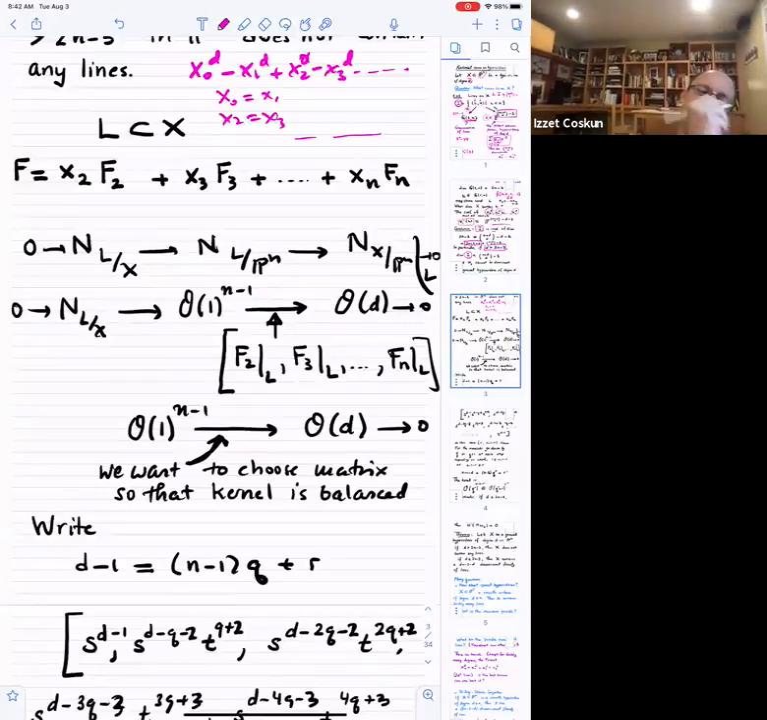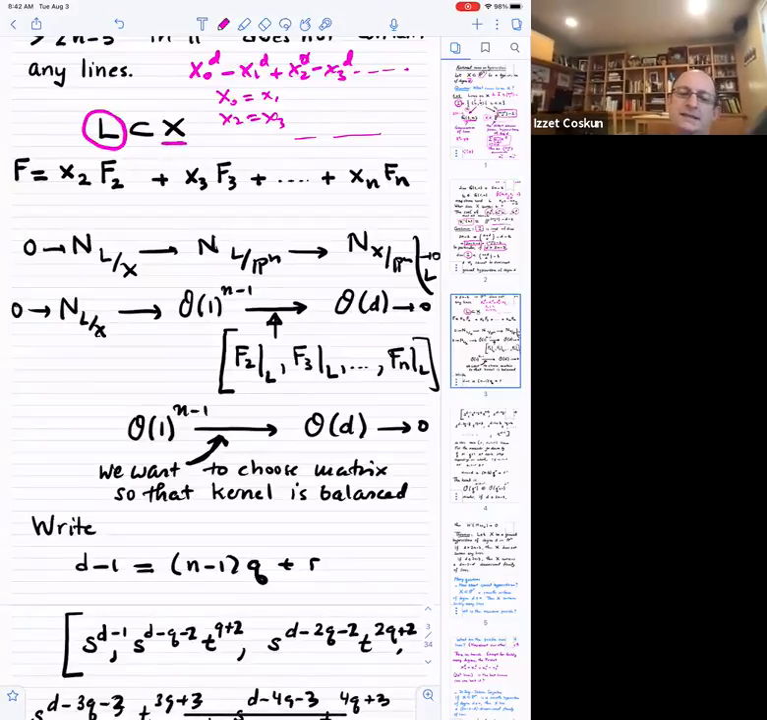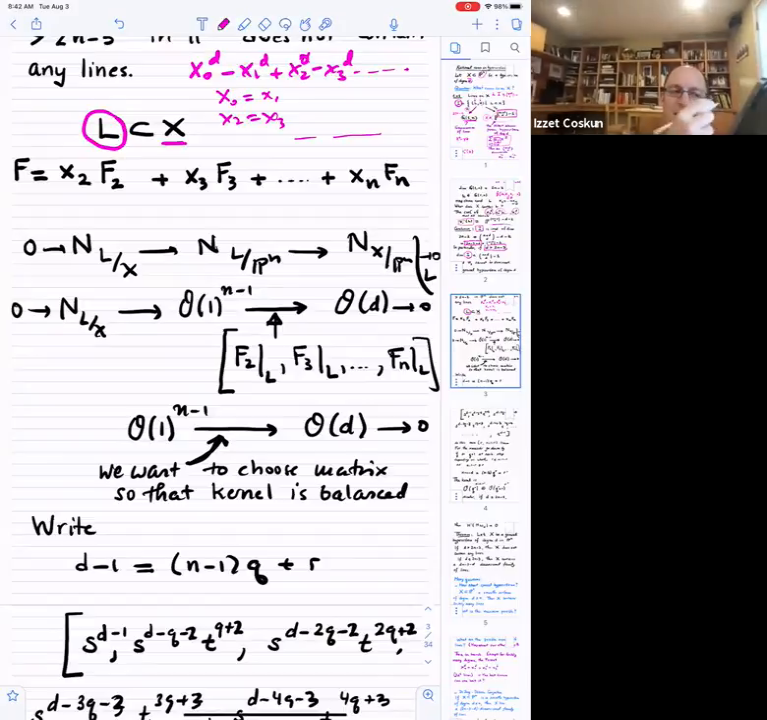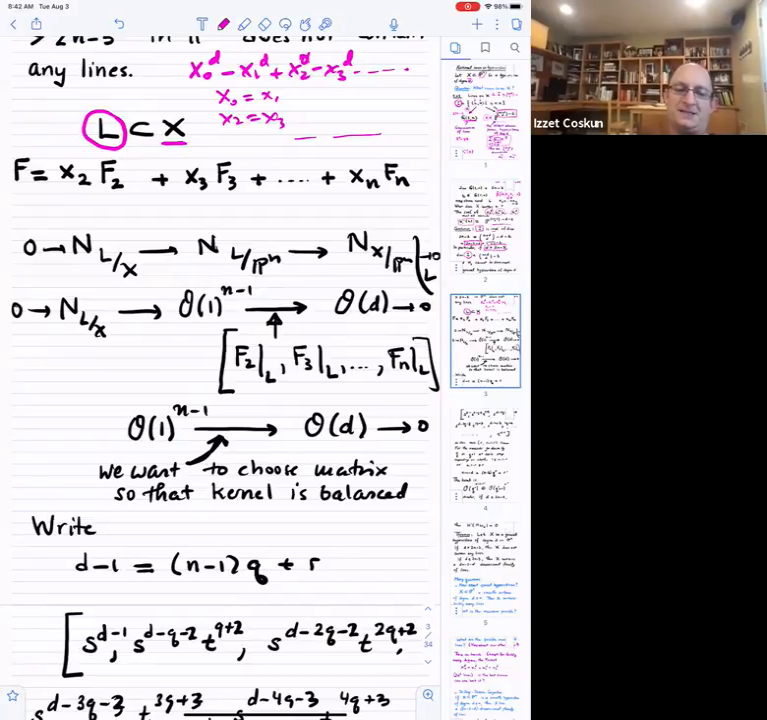So let's work it out. I want to say that if you give me L, then there exists a hypersurface X containing this L, where the local structure of the space of lines around L in this hypersurface has the expected dimension.